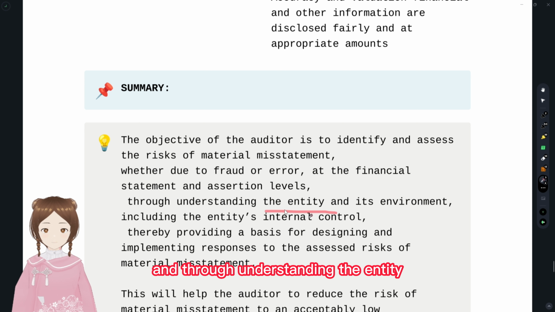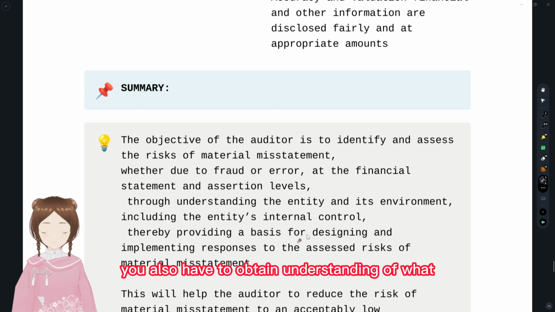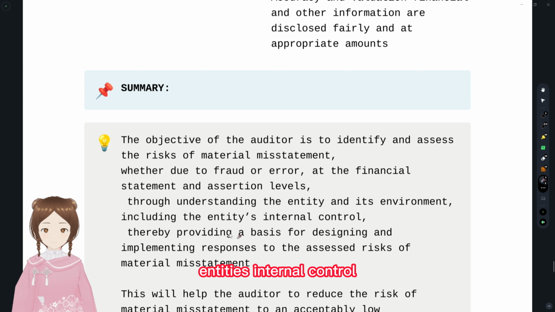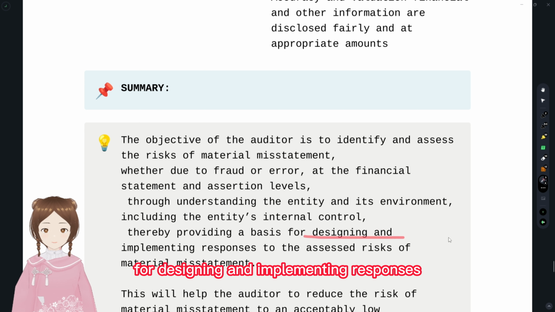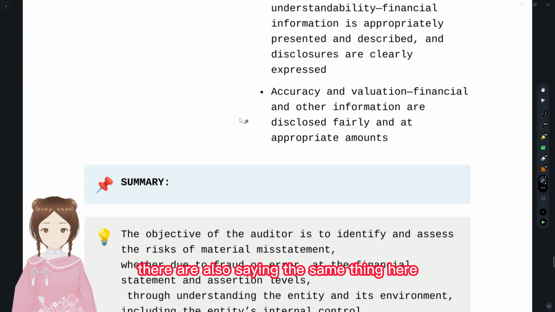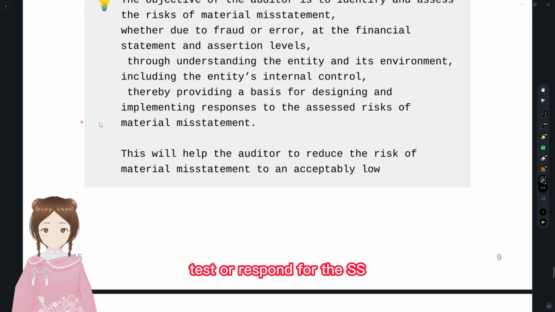And through understanding the entity and its environment, including the entity's internal control, you also have to obtain an understanding about the entity's internal control, thereby providing a basis for designing and implementing responses to the assessed risk of material misstatement. What is our golden rule? Whenever we find any deficiency, risk, or fraud, the auditor has to put some remedial measures by responding to them appropriately. They are also saying the same thing here: respond to the assessed risk of material misstatement.